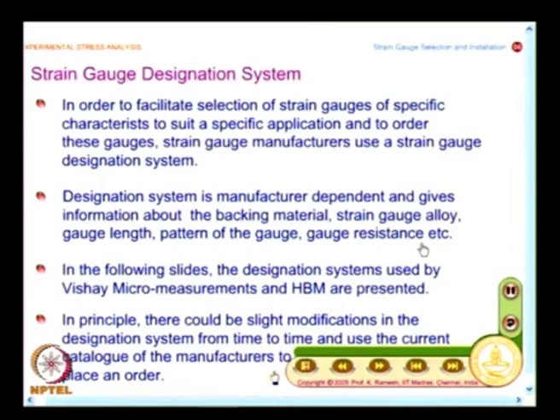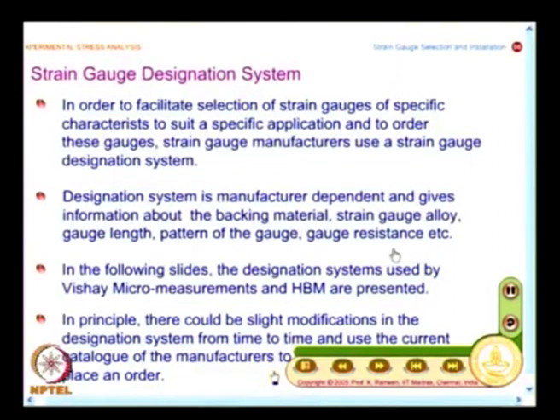See, we have looked at various aspects of the strain gauge alloy, backing, and also the adhesive to facilitate our current discussion on selection for a given application. So, we will look at how a strain gauge is designated and provide general guidelines on how to go about selecting these parameters. We may not take a specific problem to select a strain gauge, but we will provide you general guidelines on how to go about it.